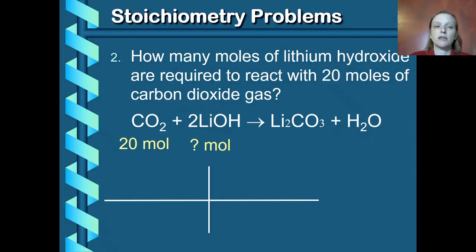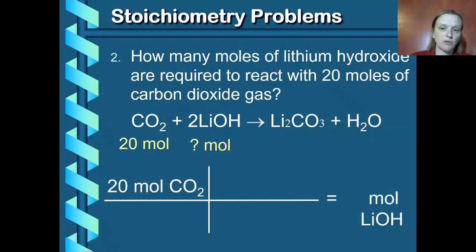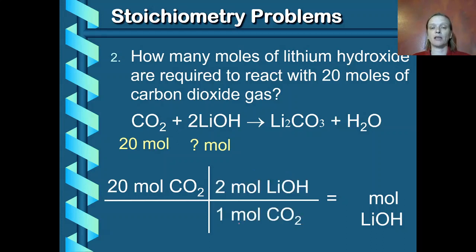So I start with my known, which is 20 moles of carbon dioxide, and I'm going to end with moles of lithium hydroxide. So my conversion factor needs to get rid of the moles of carbon dioxide and bring in moles of lithium hydroxide for my final answer.